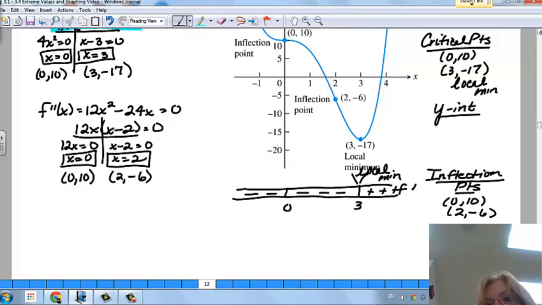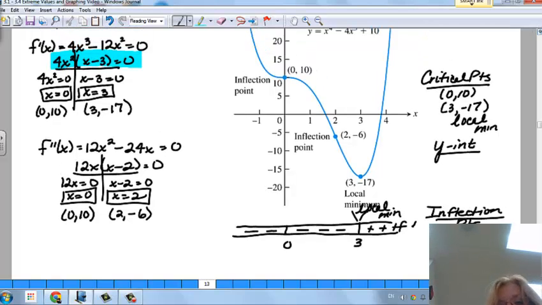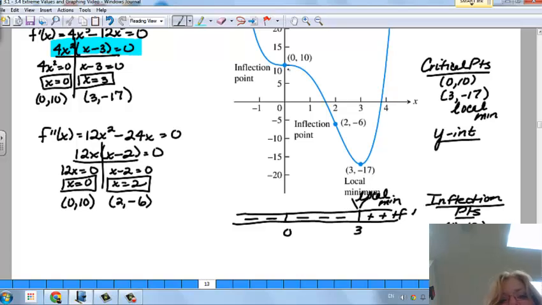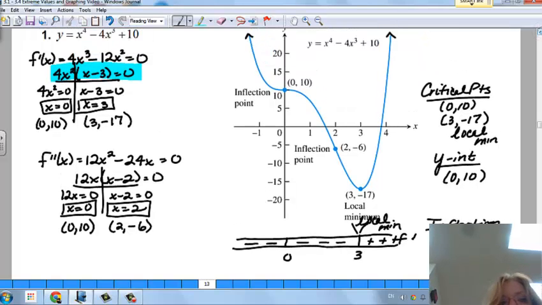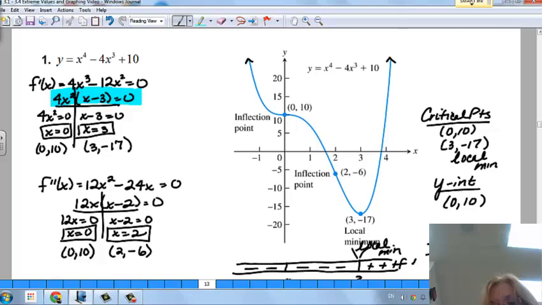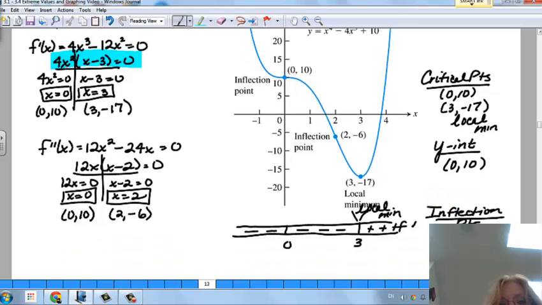Now it doesn't always happen this way, but every once in a while you're going to get an inflection point that is also a critical point, because it's changing concavity and the slope is 0 there, but it's neither a max nor a min. The other thing we always like to do is the y-intercept. In this case, the y-intercept is also the point 0, 10 because it is crossing the y-axis at that point. Okay, so there is an example of how I want you to do one whole graph.